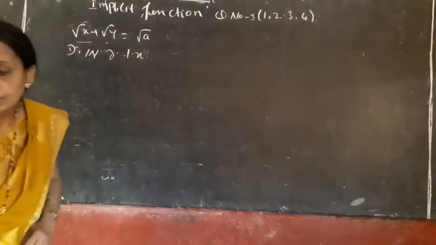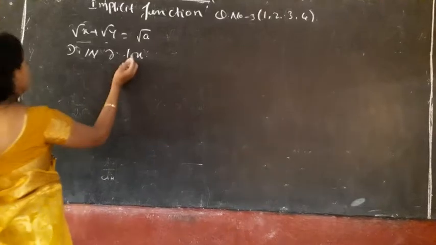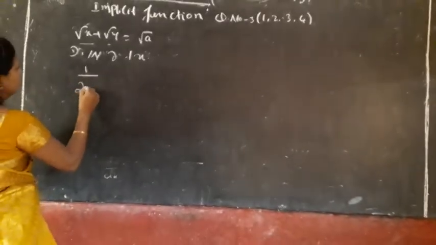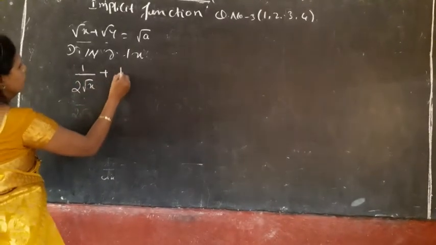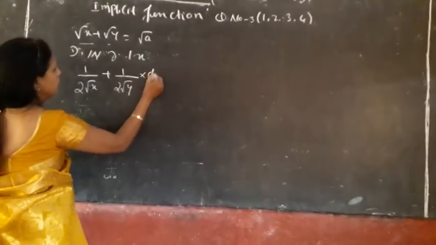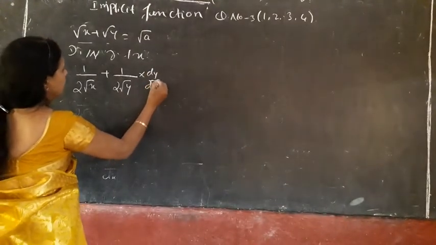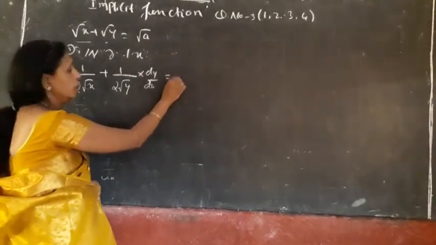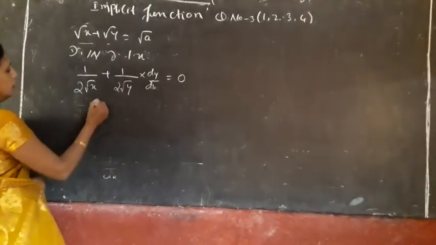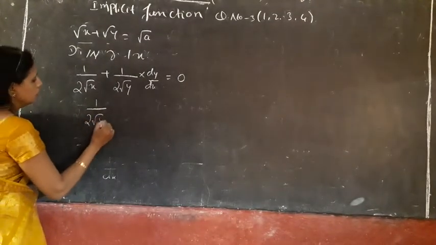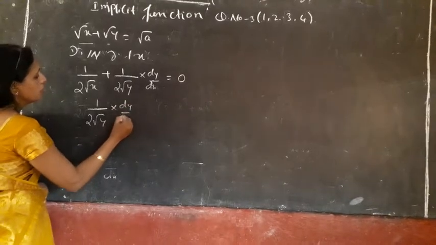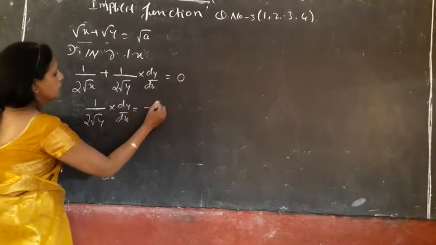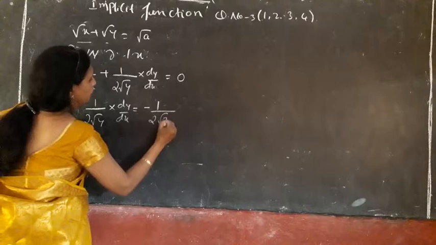Next, we are differentiating this function with respect to x. Differentiation of root x is 1 upon 2 root x. Differentiation of root y is 1 upon 2 root y into dy upon dx. And differentiation of root a, it is a constant number, therefore it is 0. Okay. Now collect the terms dy upon dx on LHS and transfer the simple term.